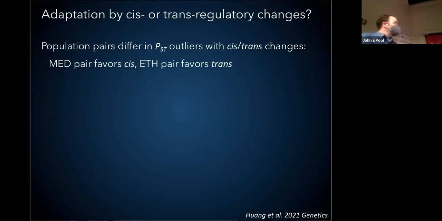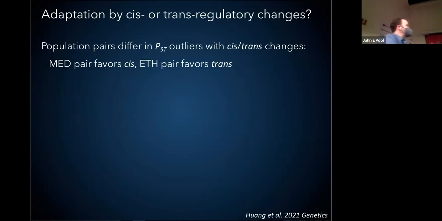And so in terms of the results of that analysis, what we found was that, well, it depends on the population you look at. Here, I don't have a consistent answer for you. So for example, the Mediterranean pair seem to proceed more by adaptive cis regulatory evolution, whereas the Ethiopian pair seem to proceed more by means of trans regulatory evolution.